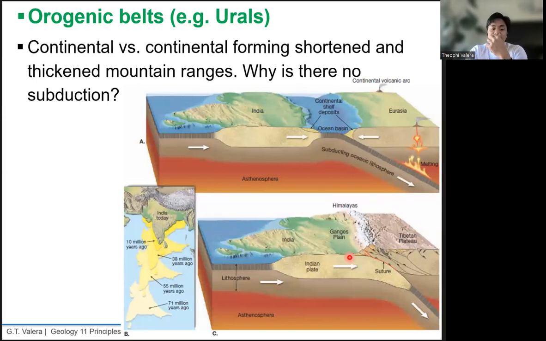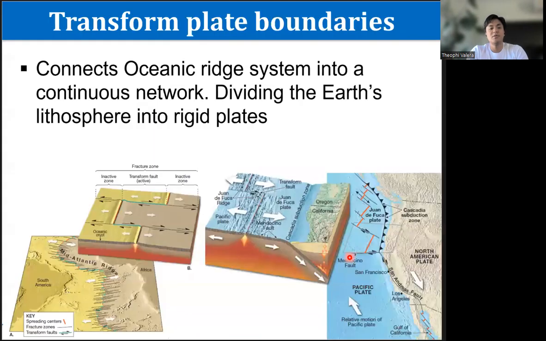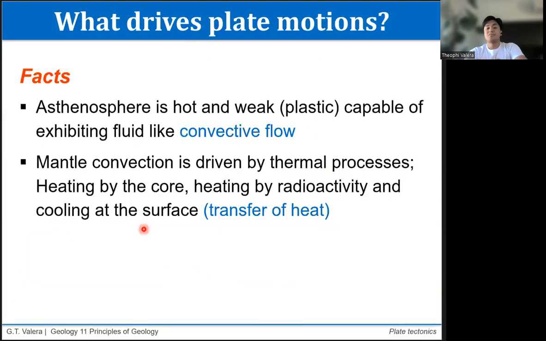Right? Throughout the world, you'll see a lot of orogenic belts. For example, in Europe, the mountain ranges, the Pyrenees, the Alps, these mountain ranges, which separate the different countries of Europe, these are actually orogenic belts. Different times, but still the same concept. Ayan. And then transform plate boundaries, they are basically fault systems, which connect the different plate boundaries. So they divide the Earth's lithosphere into rigid plates. So here you have two or three spreading centers, and then they are interconnected by transform faults. Okay. So, what drives plate motions?